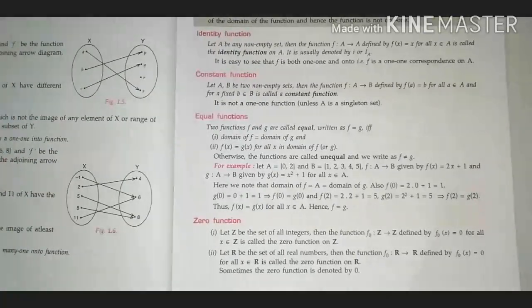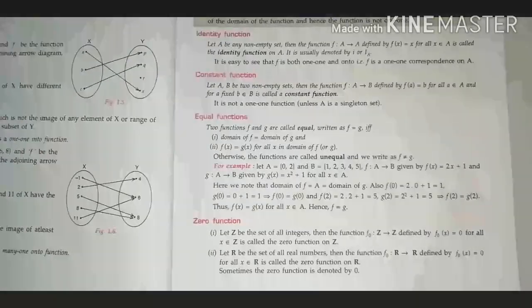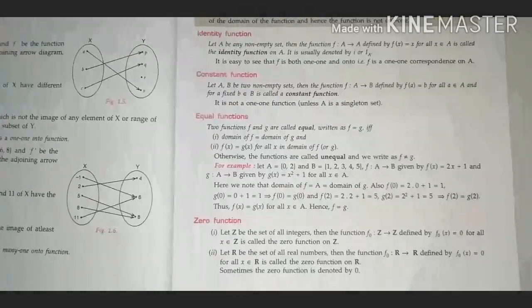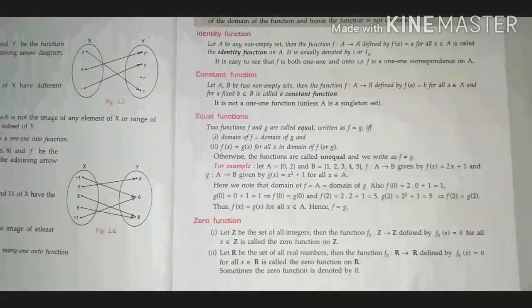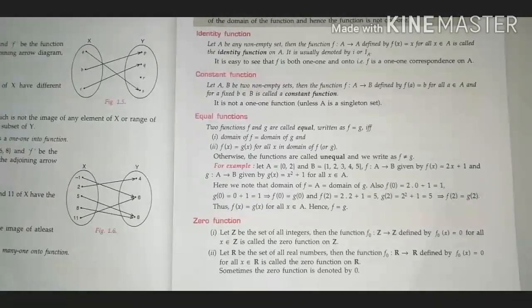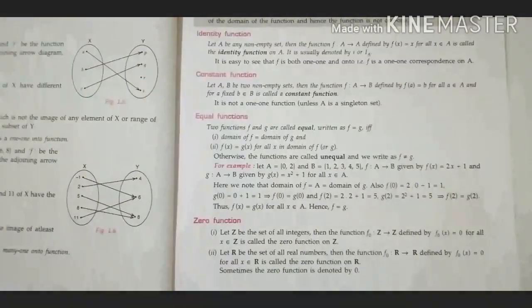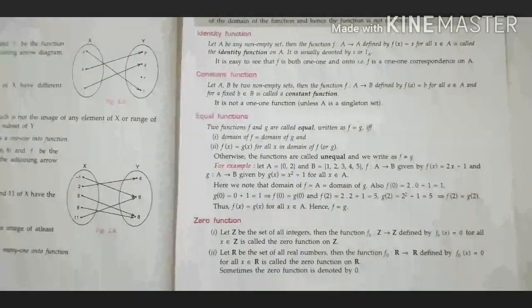Suppose if you input some element into the function, and you get the same element as its output, then we can consider this as an identity function. Suppose if you are inputting 1, its output is also 1, then we can say that is an identity function. If you input 2, the output is also 2. If the input is 3, the output is also 3. That means if you are inputting x, its output is also x.